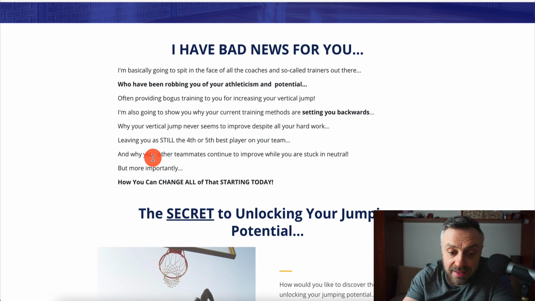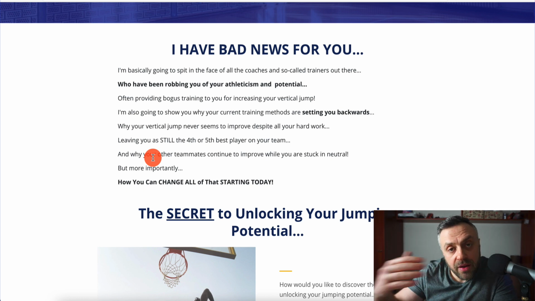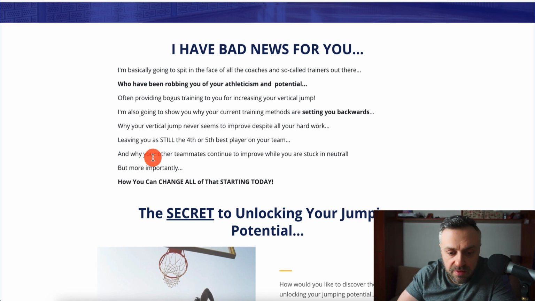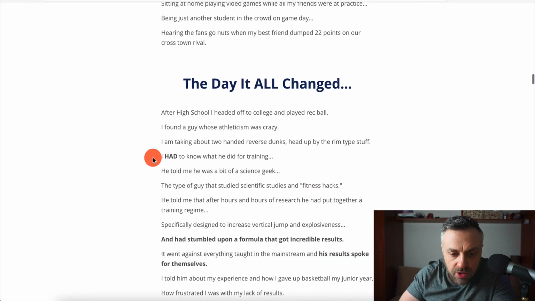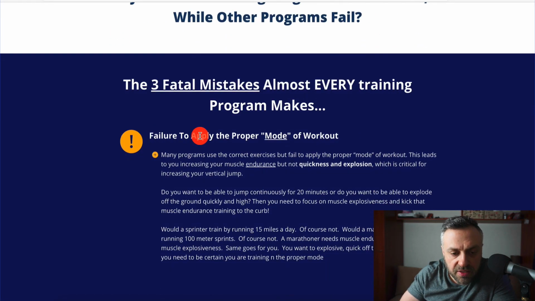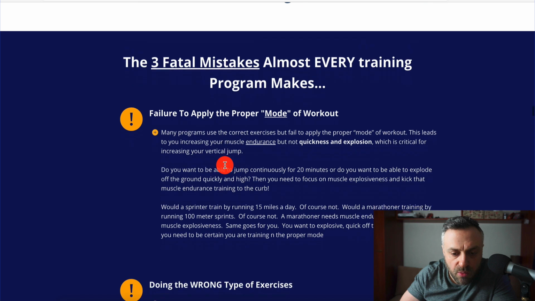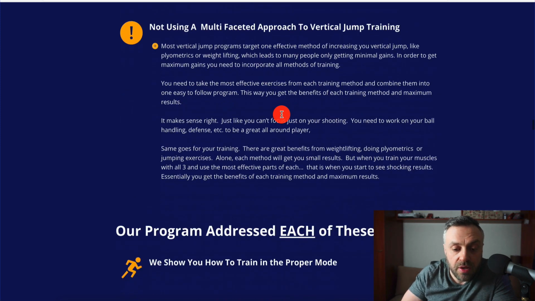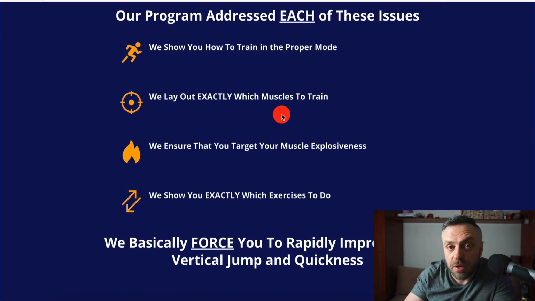So when you're reading this, you are reading the end result of this specific research. And look at this. We're going to scroll down, and you can see 3 fatal mistakes: failure to apply the proper mode of workout, doing the wrong type, not using a multifaceted approach to vertical jump training. They've done the research. They know this page converts. They know it's making money, and that is kind of how you have to look at it.